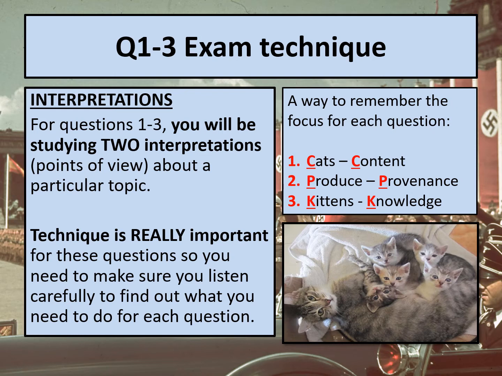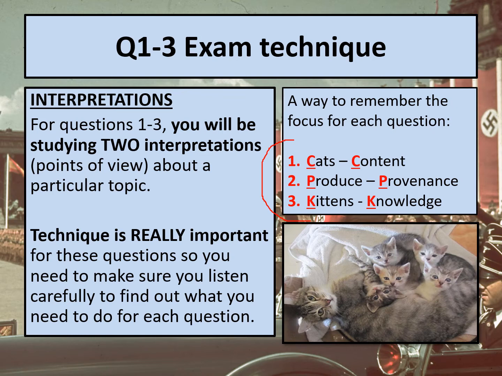So interpretations are part of questions 1, 2 and 3. Basically in the exam you'll be given 2 interpretations, that's 2 different points of view about a particular topic, and you'll be expected to use different skills to answer the 3 different questions. So in terms of the skills, question 1, it's important that you definitely have to talk about content in that question. So that's basically what the person is saying. You have to talk about why the content is different, why these 2 people have different views.